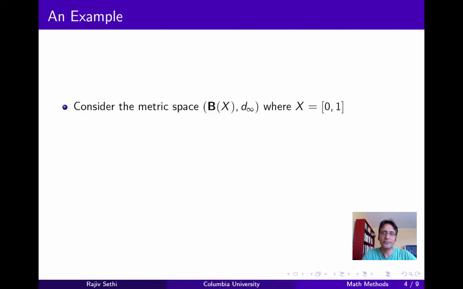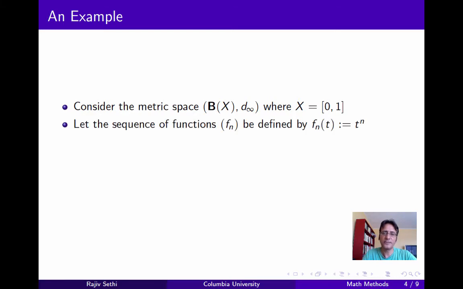So let's consider an example of a metric space. We'll look at the space of bounded real functions with the sup metric, and we'll take the domain of these functions to be the unit interval [0, 1]. Consider the following sequence of functions on [0, 1]. f_n(t) is defined as t to the n. So our sequence of functions is just t, t squared, t cubed, and so on. Now note that for any fixed t, as long as t is strictly less than 1, f_n(t) goes to 0 as n goes to infinity. And if t is equal to 1, then f_n(t) is equal to 1.